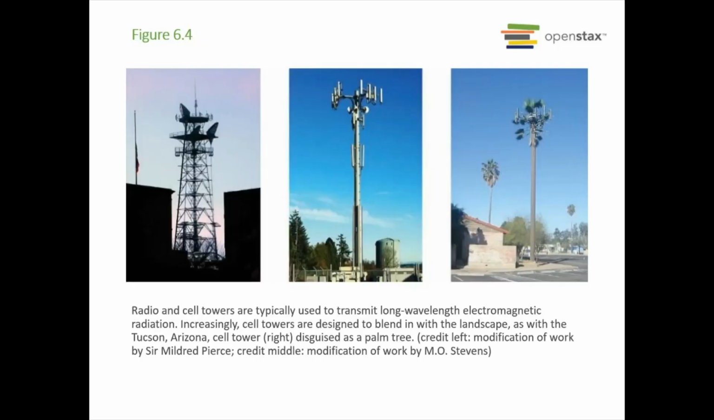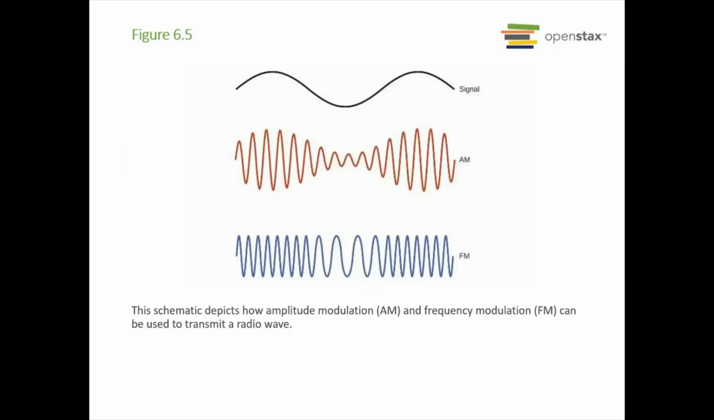And then here's some radio and cell towers used for giving us the radiation for our phones. Also, just want to point out that the word radiation is not necessarily a bad thing. It just means energy. And then this is just showing how we can use AM, which stands for amplitude modulation, so this is AM radio, and frequency modulation, which is FM radio, for transmitting radio waves.